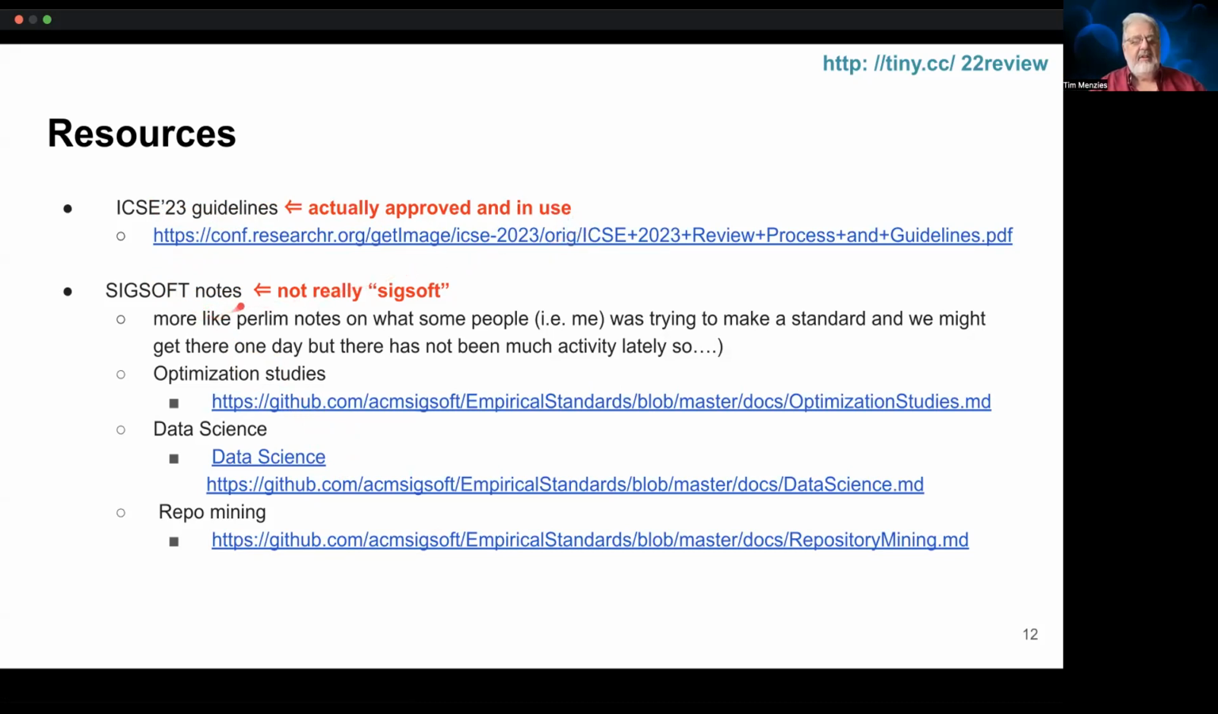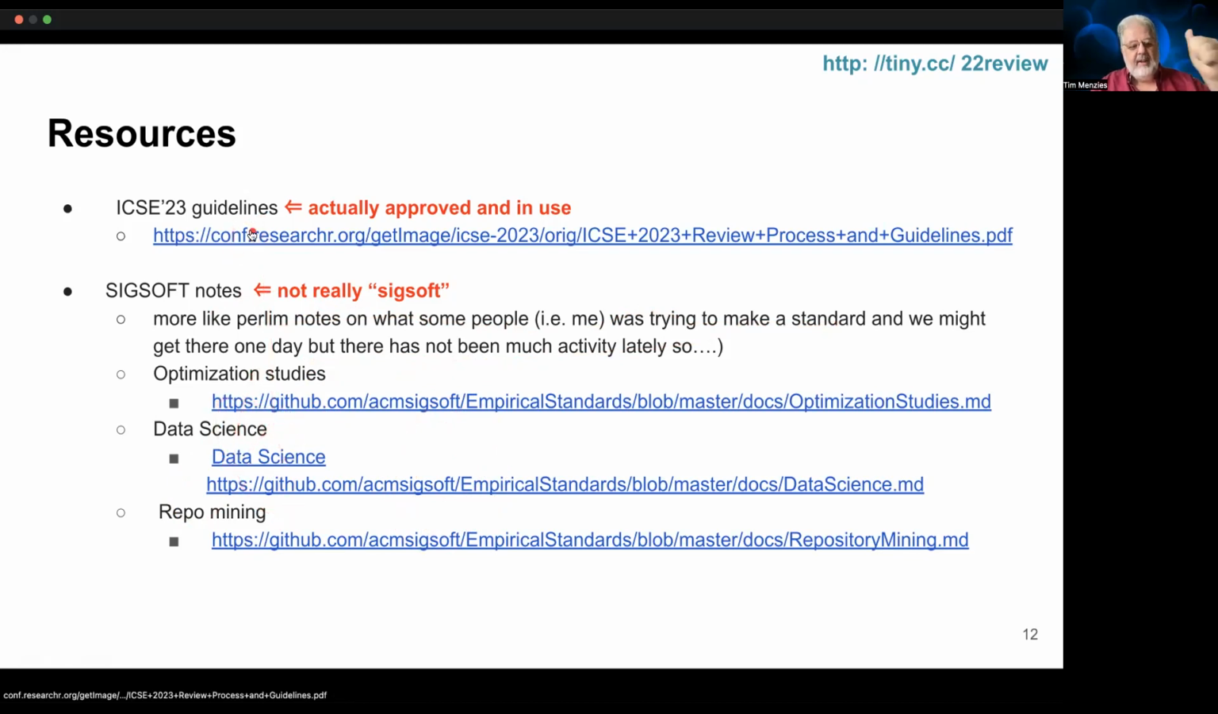The SIGSOFT notes, even though these are called the ACM Special Interest Group metrics, I noticed that they've never actually been endorsed by SIGSOFT. They're more like preliminary notes of what some people, like me, were trying to make a standard. And we might get there one day, but there hasn't really been much activity on these after about a year's work. But if you want to know about optimization studies and data science and repo mining, there's things here to consider, but don't treat them as gospel. They're ideas you might want to consider. So these are definitely maybes.